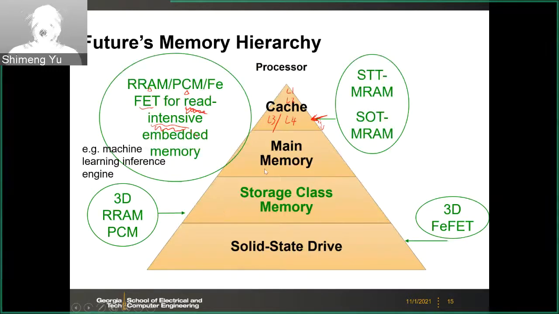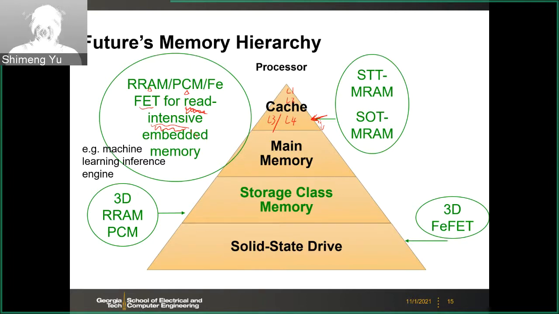And there's a new level between the main memory and the SSD, the so-called storage class memory. The 3D version of the RRAM and the phase change memory may be a good fit for this. You need a higher density than the main memory, the DRAM, and you need faster speed than the SSD. So this is called a storage class memory.